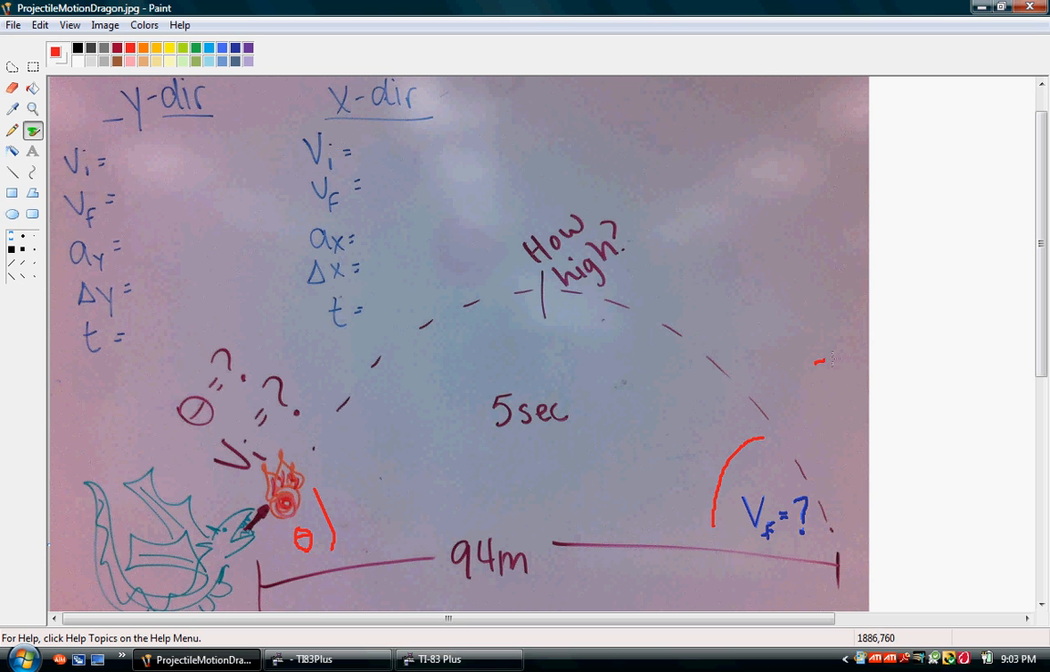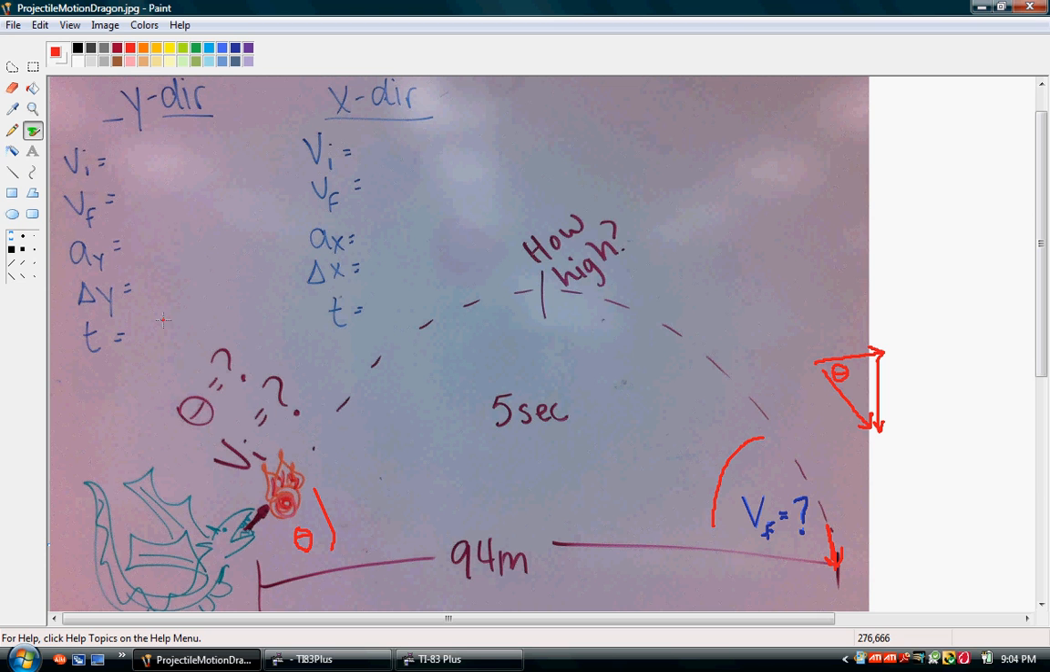Alright, so we have the final velocity vector, and I want to know at what angle to 0 does it hit the ground. Right here. Alright, and then also how high does it go? So first we need to figure out what we have.